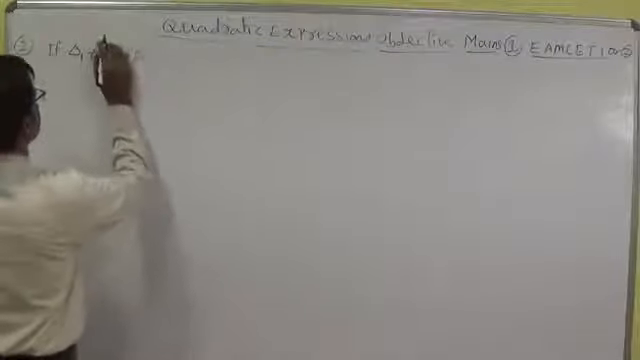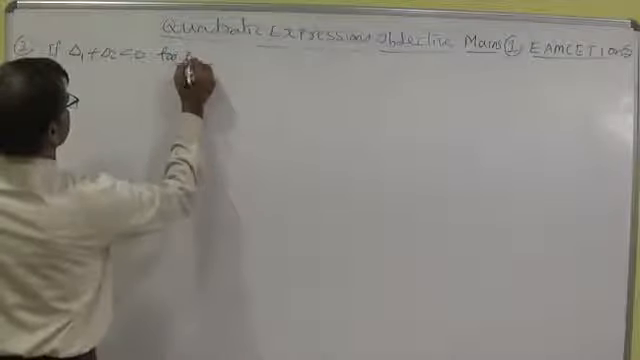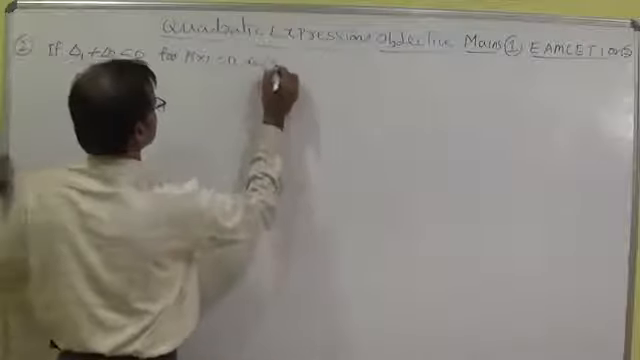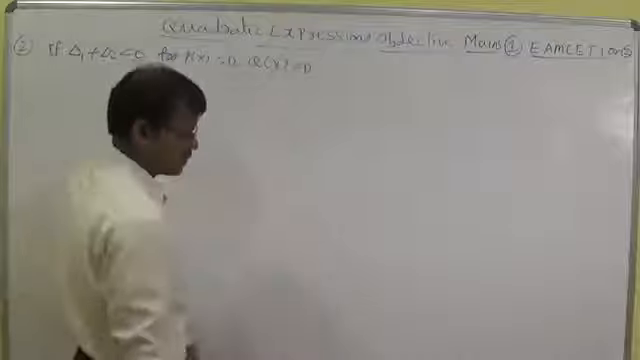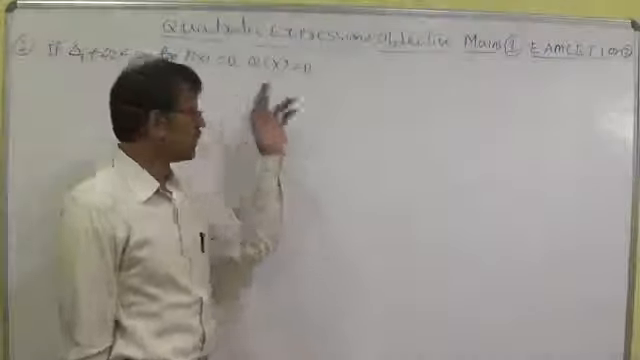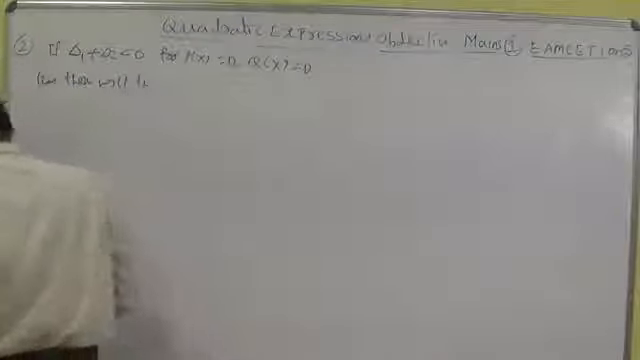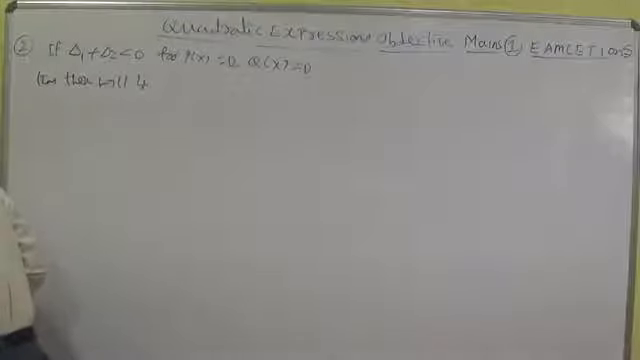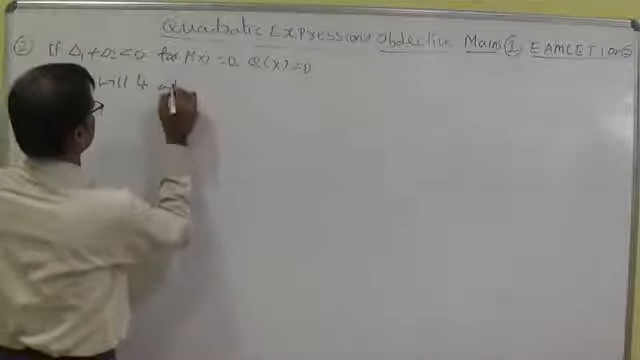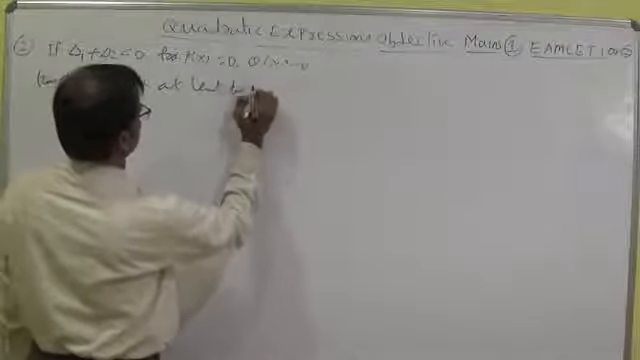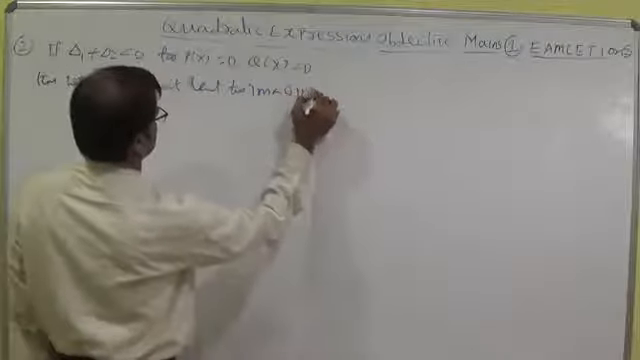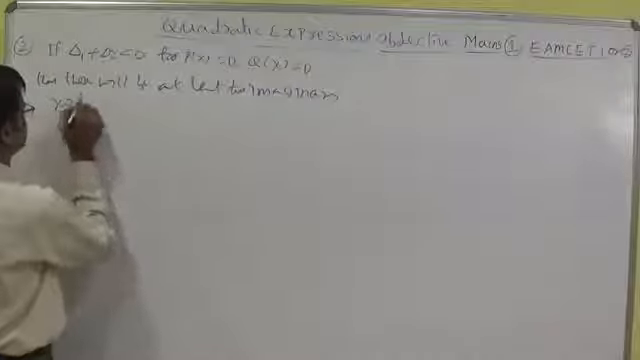If delta 1 plus delta 2 is less than 0, for P of x equal to 0, which is a quadratic equation, and Q of x equal to 0, which is another quadratic equation, where delta 1 and delta 2 are the discriminants of the two separate quadratic equations, then there will be at least 2 imaginary roots.